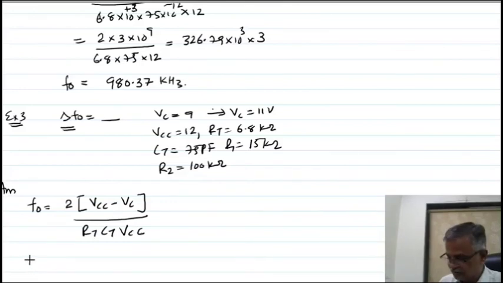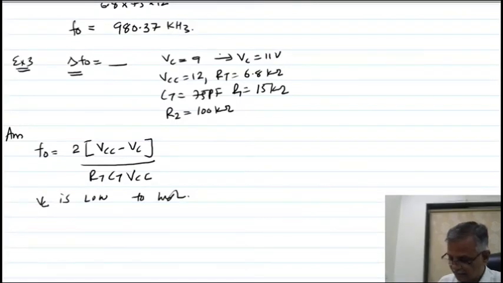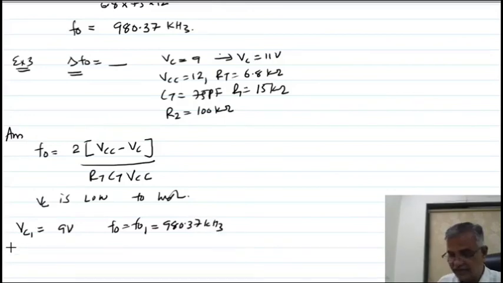So as VC is low, FO is high. So I can write VC1 is 9 volt, FO1 is nothing but 980.37 kilohertz. Already we did the calculation in a previous problem.